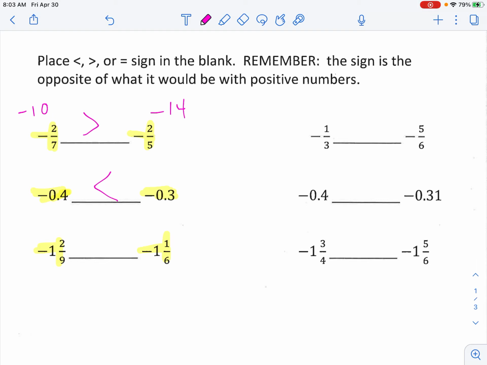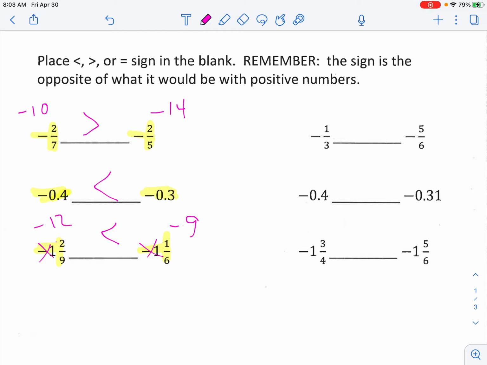So they're both negative numbers. They both start with -1, and they both have fractions with different denominators. So I can actually kind of ignore those -1s, and all I'm focusing on is the fractions: 9 times 1 and 6 times 2. Because -12 would be to the left, then -1 2/9 is less than -1 1/6.